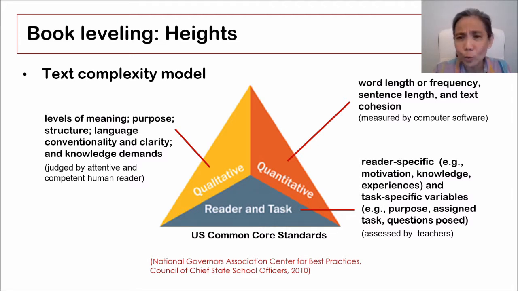Quantitative factors include word length or frequency, sentence length, and text cohesion. Quantitative measurement of text complexity is now made possible through computer software. For readability, for example, you have Flesch-Kincaid, Dale-Chall, Lexile, and for text cohesion, you have the Coh-Metrix of the University of Memphis.